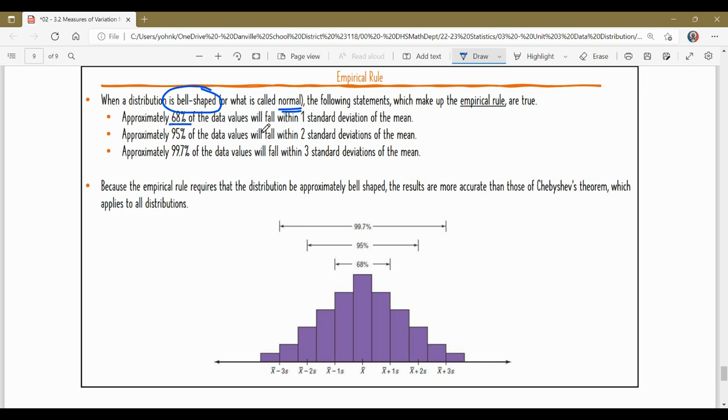1, 68% of the data values fall within one standard deviation of the mean. 95% of the data values fall within two standard deviations of the mean. And 99.7% of the data values fall within three standard deviations of the mean. So down here, you can see the mean is in the center. We have one standard deviation, two standard deviations, three standard deviations on the right, three more below, and you can see the percentages that match up with it. Now, because the empirical rule requires that the distribution is approximately bell-shaped, the results are more accurate than those of Chebyshev's theorem, which applies to all distributions.